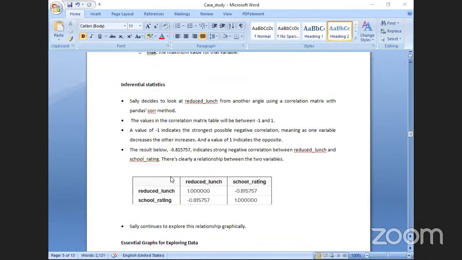Further, she noticed the reduced lunch and student rating values in the correlation matrix. Generally, when you use the correlation function, it generates a value between -1 and +1. A value of -1 indicates a strong negative correlation, and when it is 1, of course, it indicates the opposite.